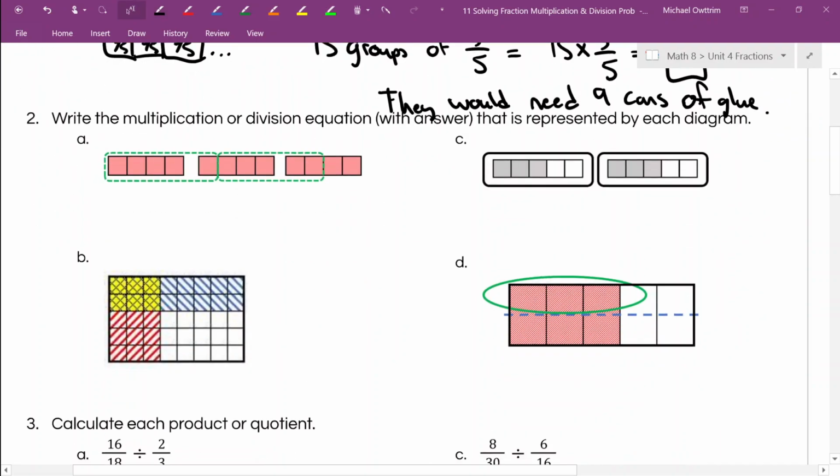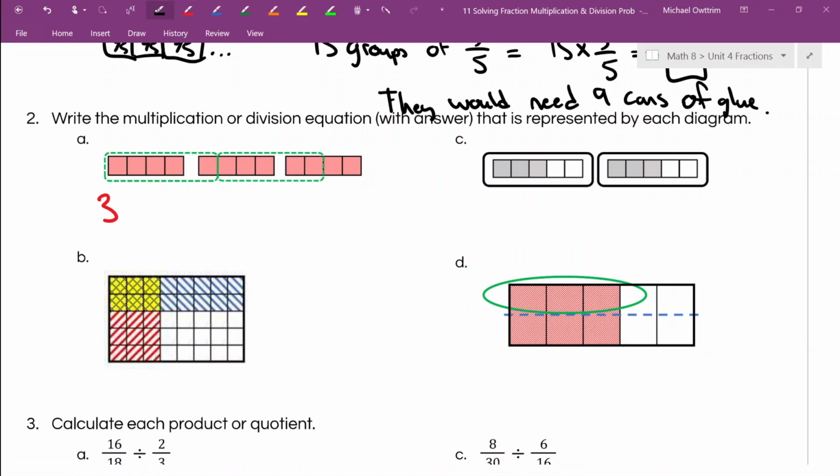For our multiplication or division equation with an answer for each diagram, these definitely are pretty tricky, so you want to know your models pretty well in order to be able to match them up. In the case of question A, we're starting with 3 whole rectangles filled in, so we're going to be starting with our 3, and we are splitting these rectangles up.